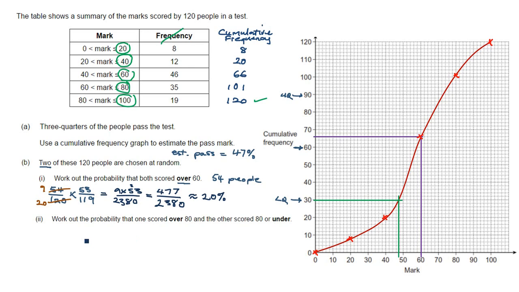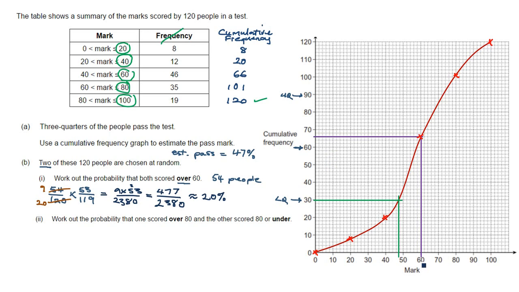Let's go then to part 2. So work out the probability that one of these 2 people scored over 80, so 80 this time, and the other scored 80 or under, so now we've got an under-over, or over-under. This really is quite a complex question.